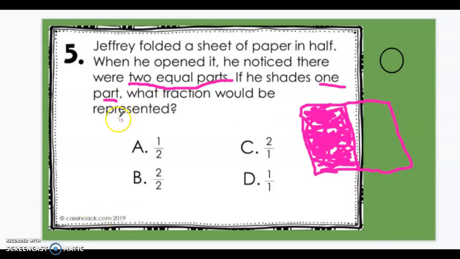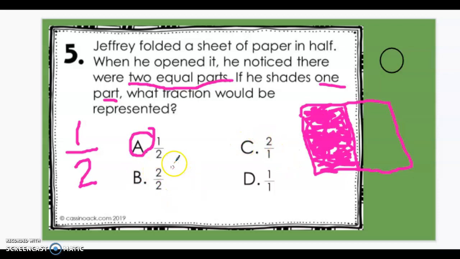Well, I have 2 parts. That's my denominator because remember your denominator represents the number of pieces in the whole, and my whole has 2 pieces or 2 parts. And then your numerator is what is being counted or represented. And here I would only be counting or representing the shaded part. So 1/2 of my paper, or Jeffrey's paper, is going to be shaded. So letter A is your correct answer.